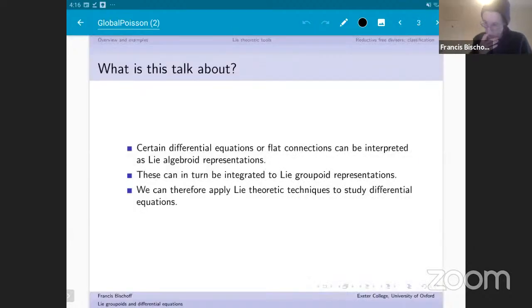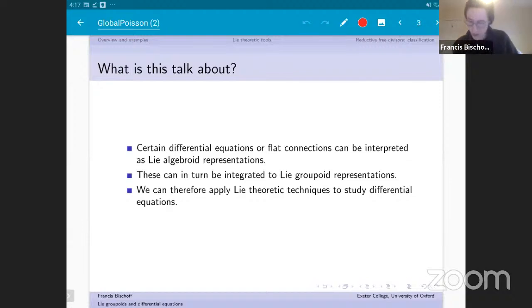So what is the talk about? Here's the basic idea. Certain differential equations, possibly singular differential equations or flat connections, can be interpreted as Lie algebroid representations. And these Lie algebroid representations can in turn be integrated to Lie groupoid representations. And we can therefore apply Lie theoretic techniques to study differential equations.